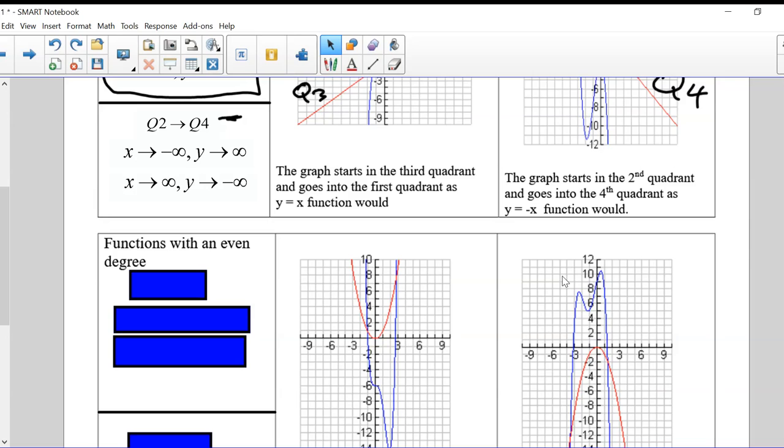Even degree functions now. So for even degree functions, we're talking about a quadratic function, which we've talked about before. A quadratic function obviously is an even degree function. That's an x squared function, so the highest power there is 2. So that's an even degree function. And you did a lot of work with quadratics back in the day. If you look at that red line, it represents a quadratic function with a positive a, y equals ax squared plus bx plus c.